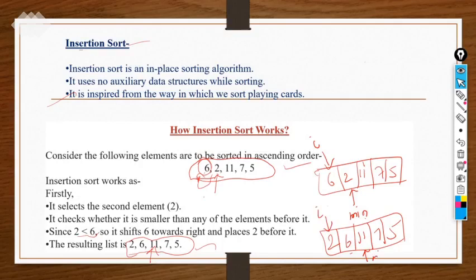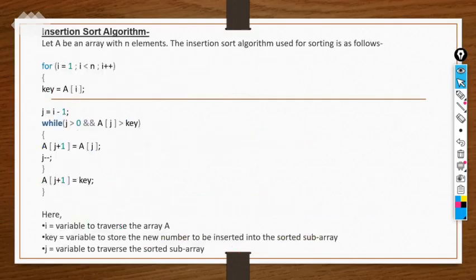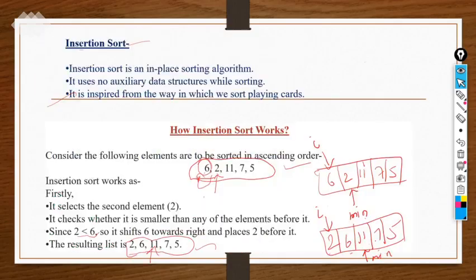I and min. Now it will again compare: is 2 greater than or less than? Less than. This one is in its right position, so there is no need to change. So the result of the list remains the same in the second step. Next, third step, it will move on to the fourth. This min is now pointing to 7. So now compare 7: is 7 less than 2 or greater than 2? Greater than 2, so we will not do anything.